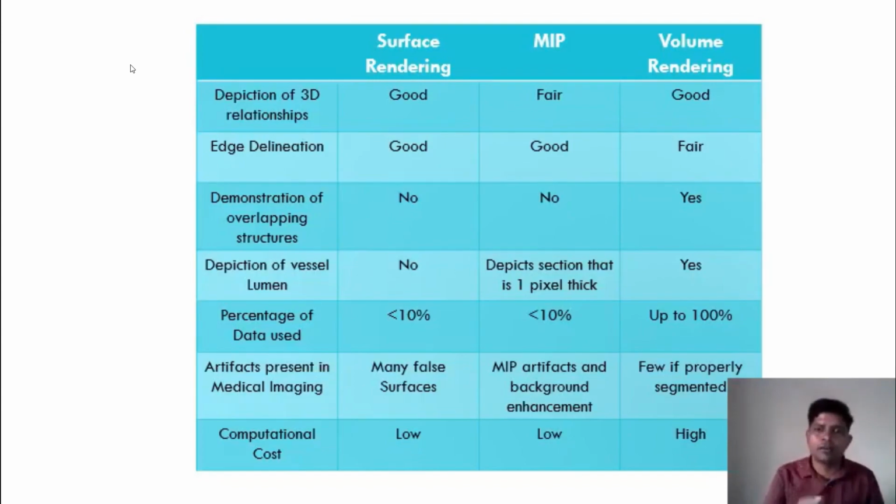I'll give just a second to read this, and you can see. At the same time, in the fifth line, the percentage of the data used in surface rendering and MIP is very less. Due to that, we have chances of missing information, whereas in volume rendering it will be up to 100%. So that's why the imaging quality and accuracy will be good.